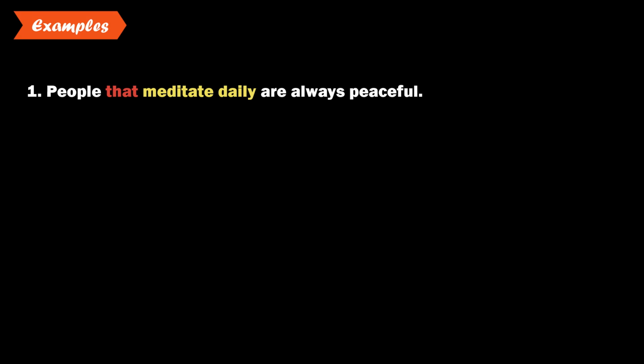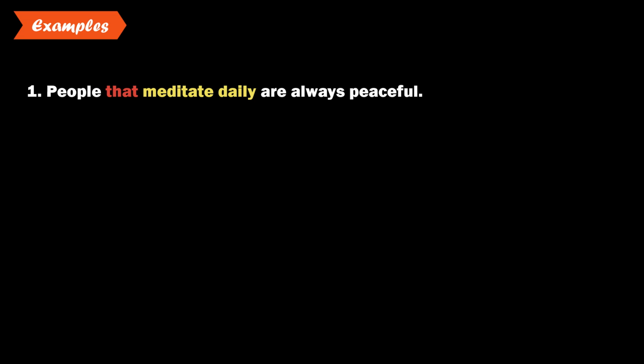People that meditate daily are always peaceful. So that meditate daily is my relative clause. That is my relative pronoun coming in the beginning of the clause that meditate daily. And this clause is giving information about the noun people, helping us to identify it. So here that is relating to a person, people.